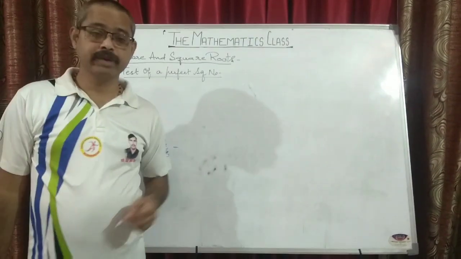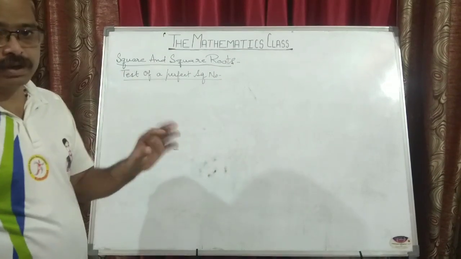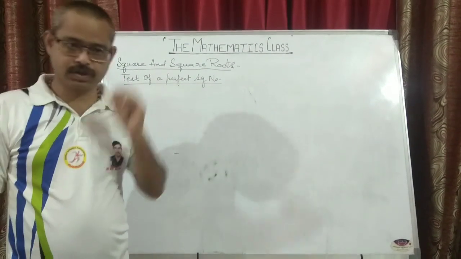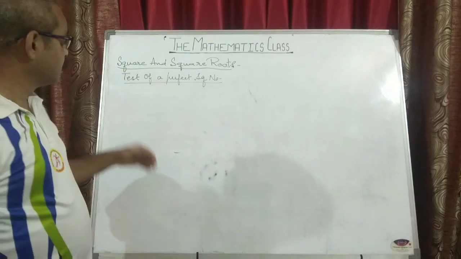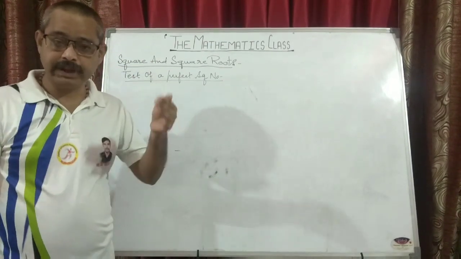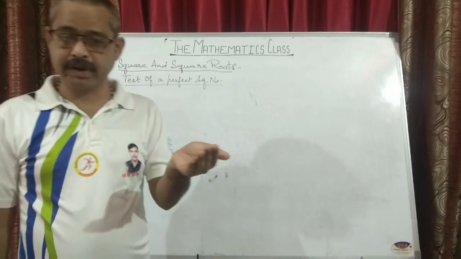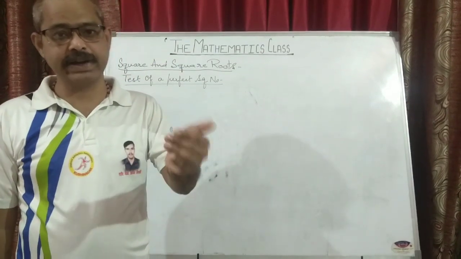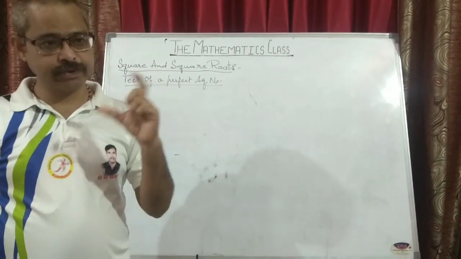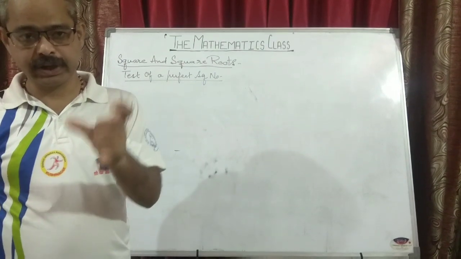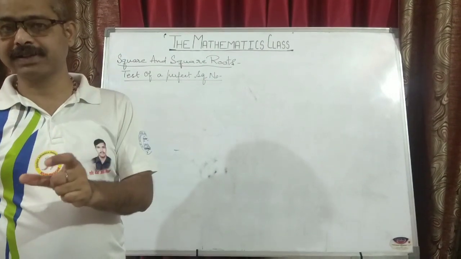Now the main important topic is, I hope you have learned and understood the properties of square numbers. Now, how to check whether a given number is a perfect square? Suppose I say 84. Is 84 a perfect square? What are you going to do? You are going to factorize it.